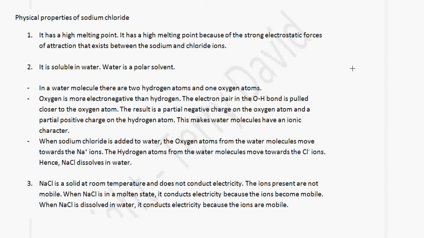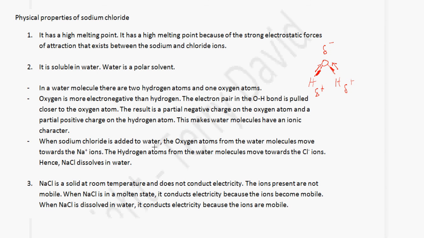And this makes the water molecule a polar solvent. So if we were to draw a water molecule, what we are saying is that oxygen is more electronegative than hydrogen. So the electrons in this bond here, they move towards the oxygen. And what happens is that you get a partial negative charge on the oxygen atom and a partial positive charge on the hydrogen atom. And this is why water is a polar solvent.